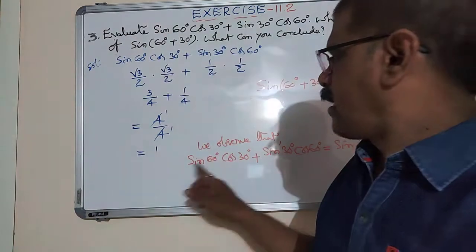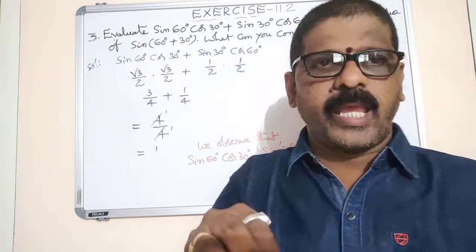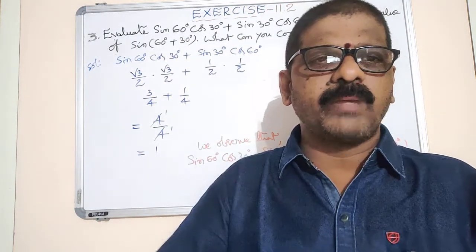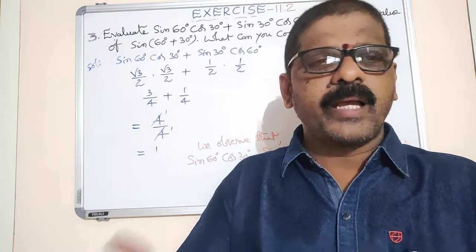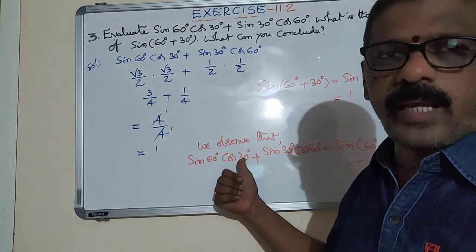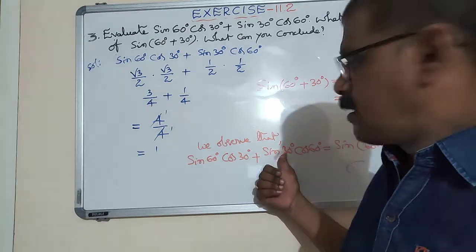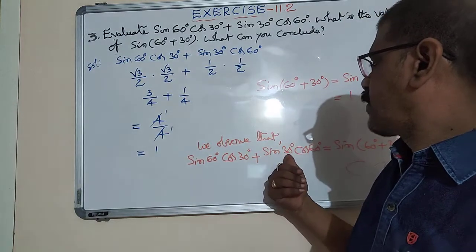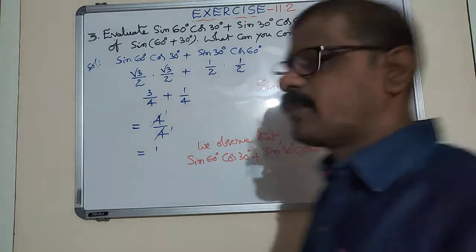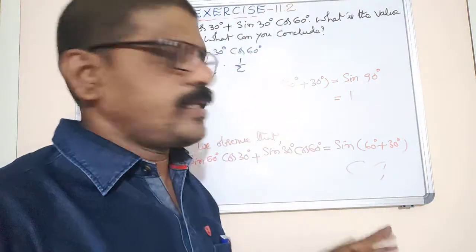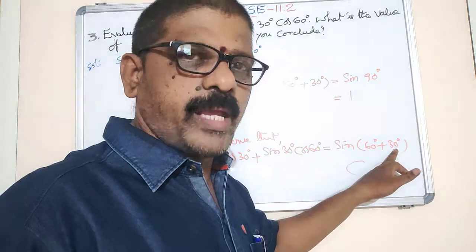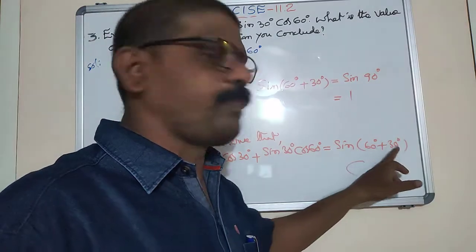Okay. How can we write? Replace 60 degrees by A, 30 degrees by B. Now we can write sin A cos B plus sin B cos A equals sin A plus B. Clear? 60 degrees is A, 30 degrees is B. Now we can write sin A plus B.